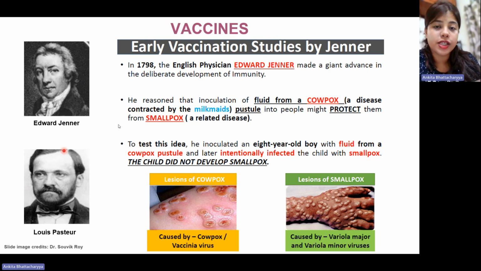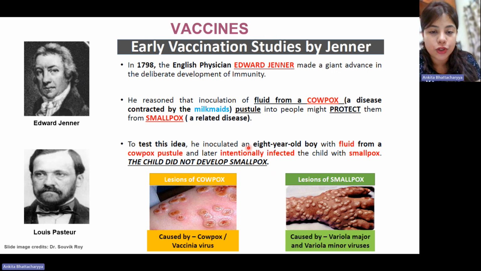Particularly the English physician Edward Jenner, he made huge advancements in the deliberate development of immunity. He had immense contributions, often also recognized as the father of vaccines or the father of immunity. So what he did was he reasoned that inoculating the fluid from a cowpox patient, which is a disease which was often contracted by milkmaids, that's how its discovery was actually done.